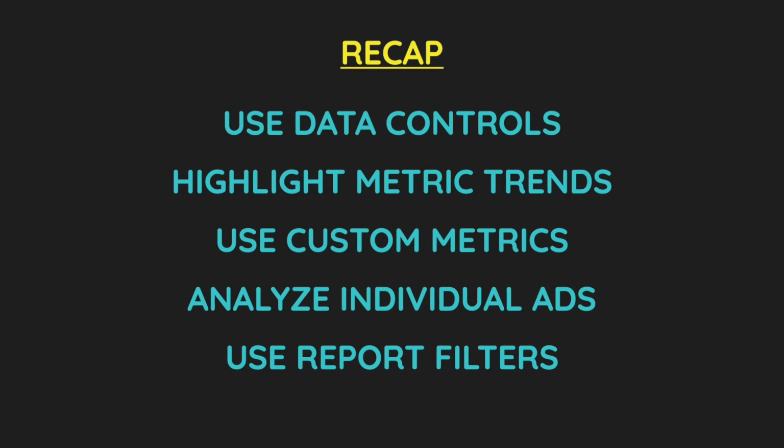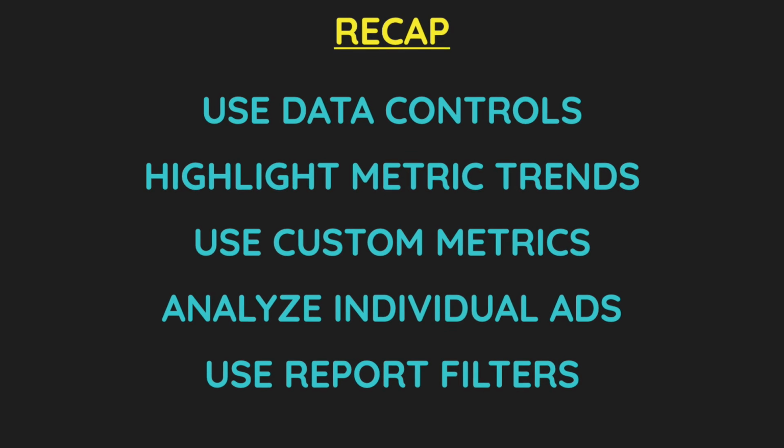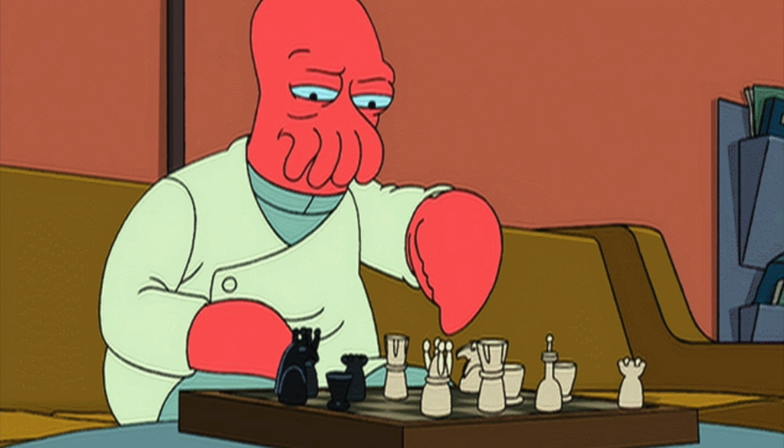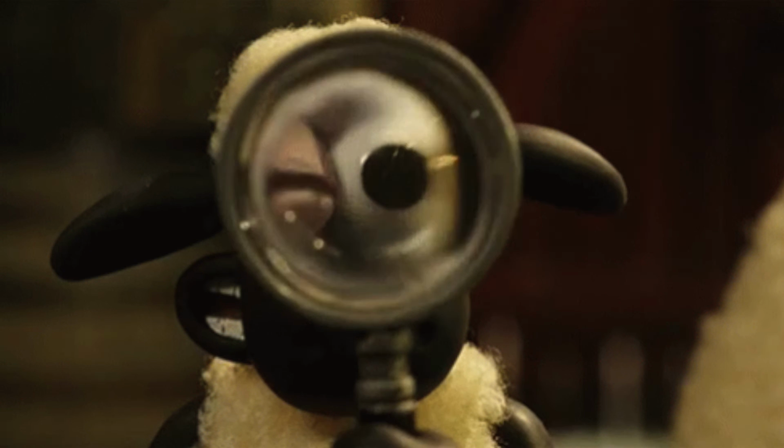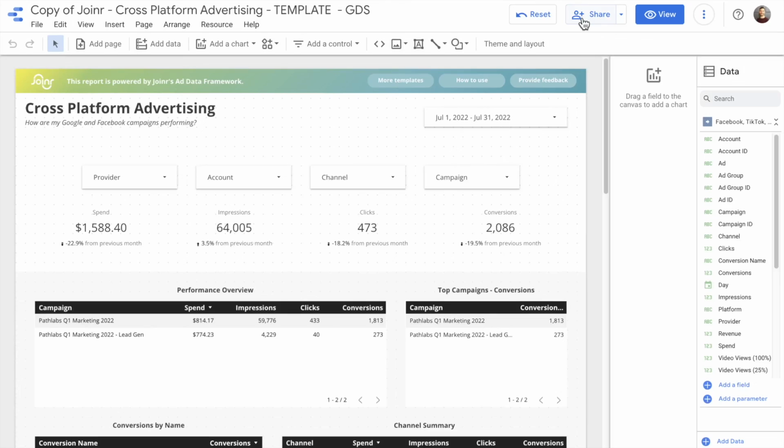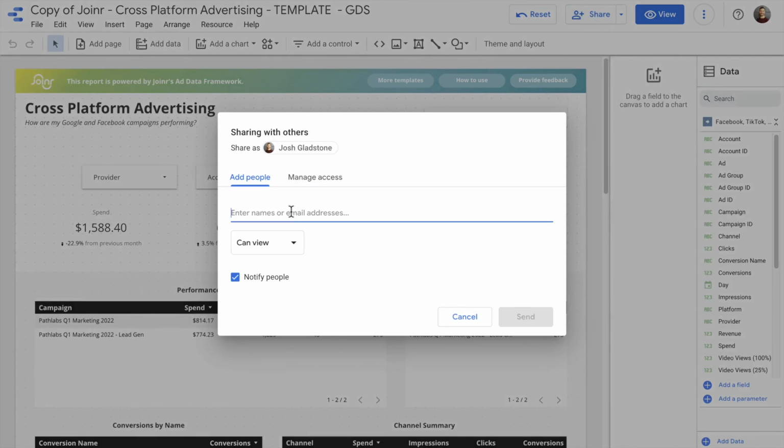So, after following these 5 tips, you'll now have a great strategy for starting your analysis and identifying key areas of optimizations while creating data controls so you can easily share the report to key stakeholders who may want to dig deeper into the data as well.